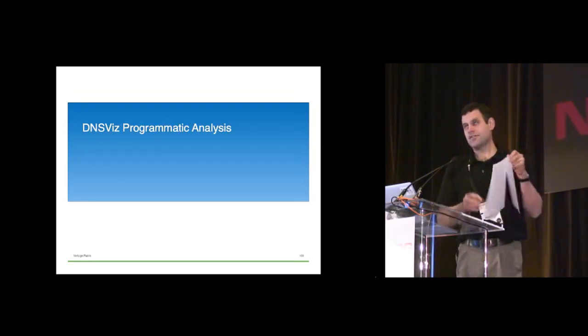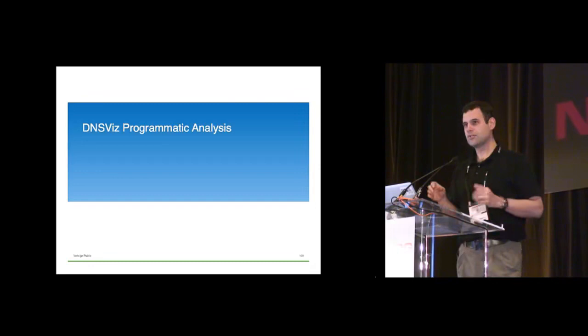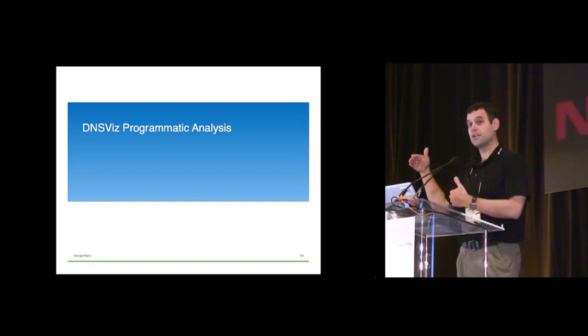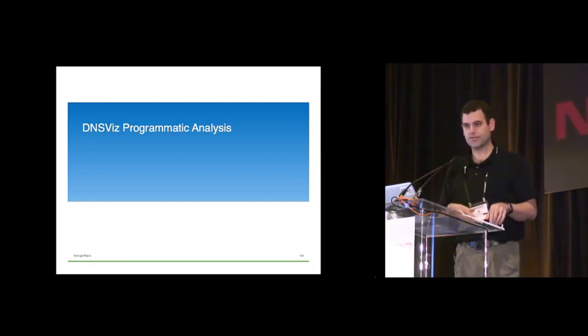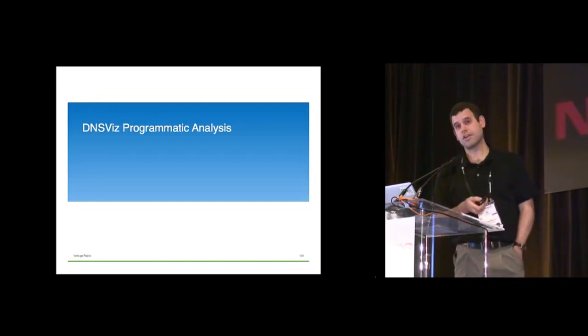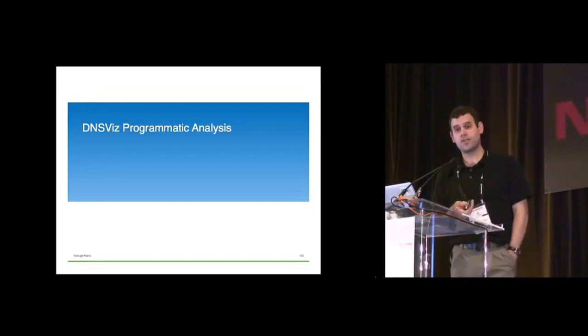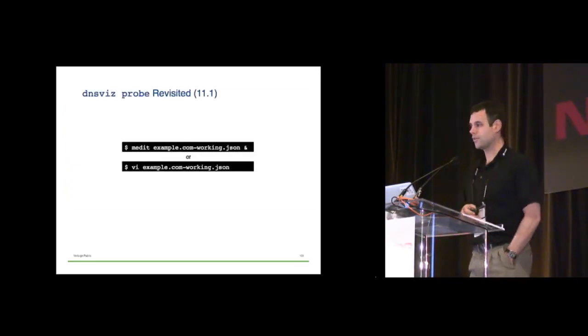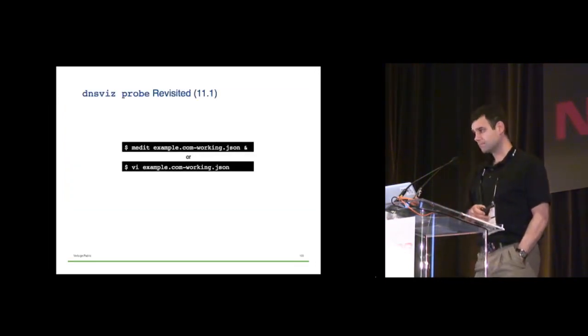But it's not always feasible to expect a human to go and look at this output and understand it. And that's why there's this programmatic output. We talked about DNSViz grok, and we ran that with a good zone, example.com, and now we're going to look at it with the zone that we just had problems with. Actually, before we do DNSViz grok, we're going to look at the output of DNSViz probe.